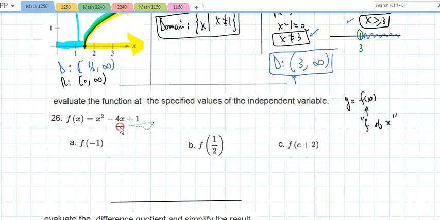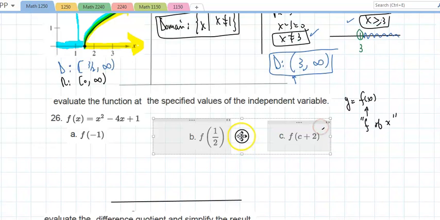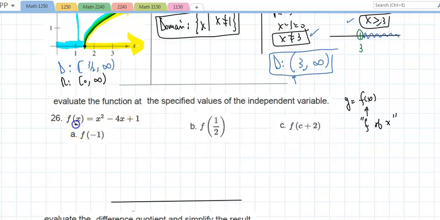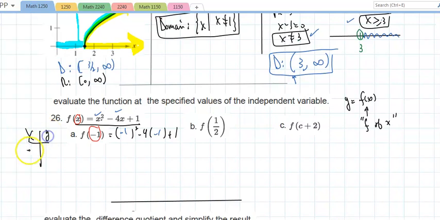Well, let's see. So basically what this says, y equals x squared minus 4x plus 1. Notice they replaced the x by a negative 1. If I replace this x and that x by a negative 1, it's kind of like you doing this: if x equals negative 1, find y. That's exactly what it is.